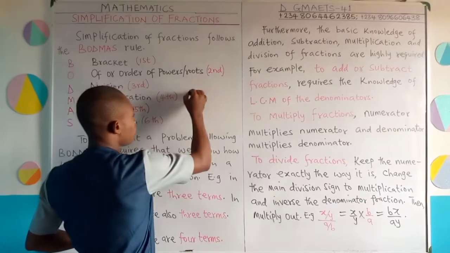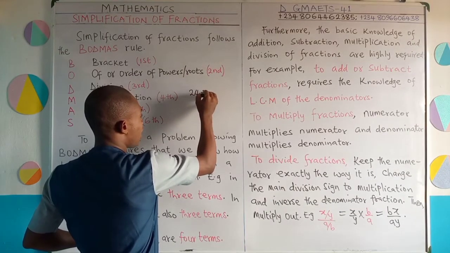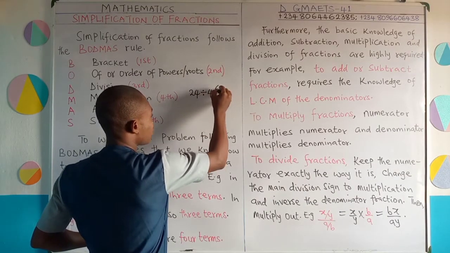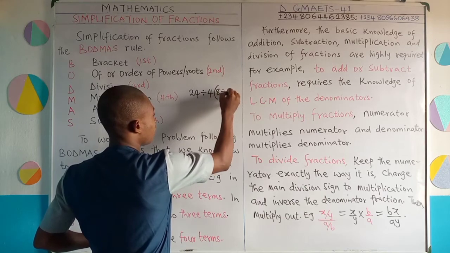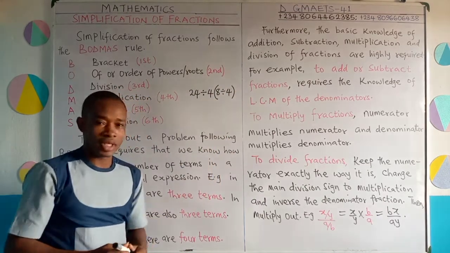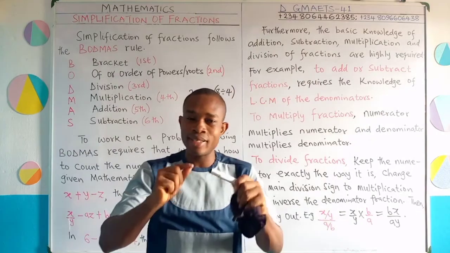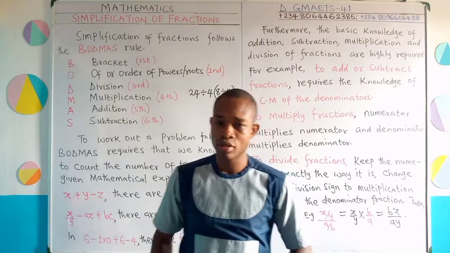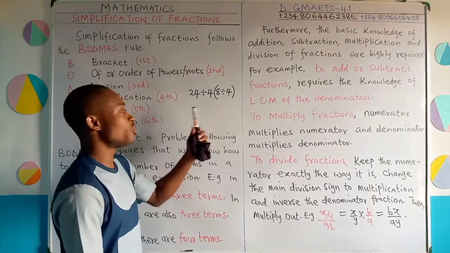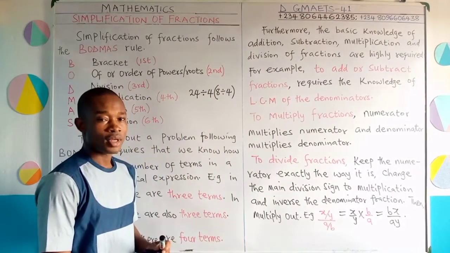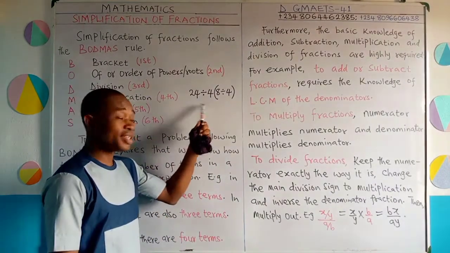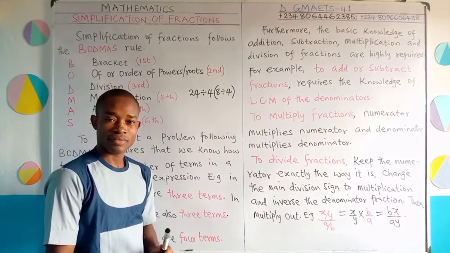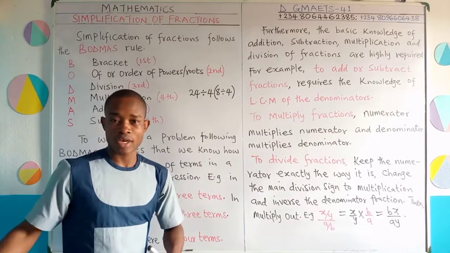Just imagine that I give you 24 divided by 4 of bracket 8 divided by 4. Now if you work out this without respecting that of is not a normal multiplication, the answer that this thing may give to you is 12. But I'm telling you that the correct answer to this thing is 3. Let us consider this quickly.